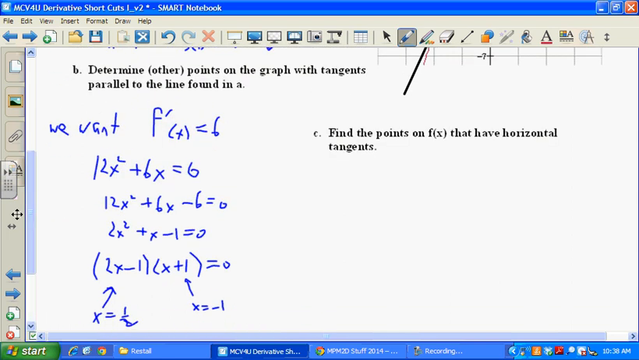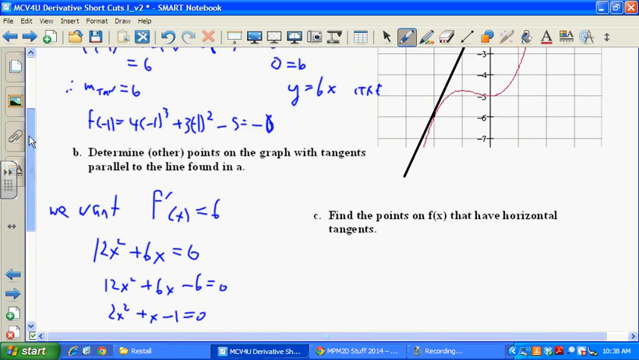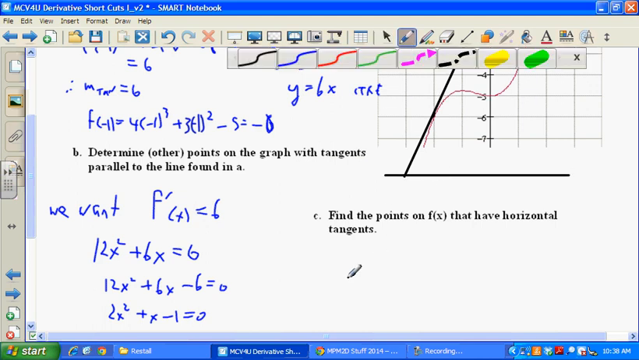Find the points on f at x that have horizontal tangents. Okay, so horizontal tangents are like this, right? Horizontal tangents. Slope is what? What's the slope for horizontal tangent? It's 0, isn't it? Right? This is slope is 0.